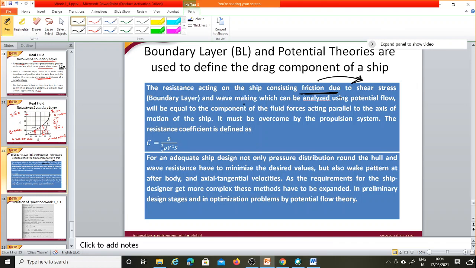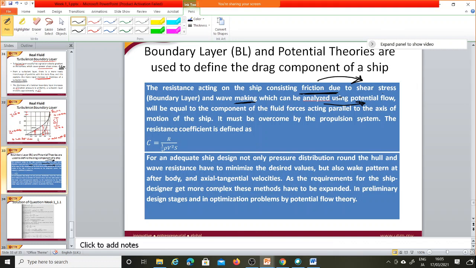We will also have the wave making. So wave making resistance we actually consider using potential flow. On the other hand, we measure the frictional resistance using the shear stress, that is the boundary layer. Okay, so we have two different components and we use the shear stress and the potential flow together to measure it.